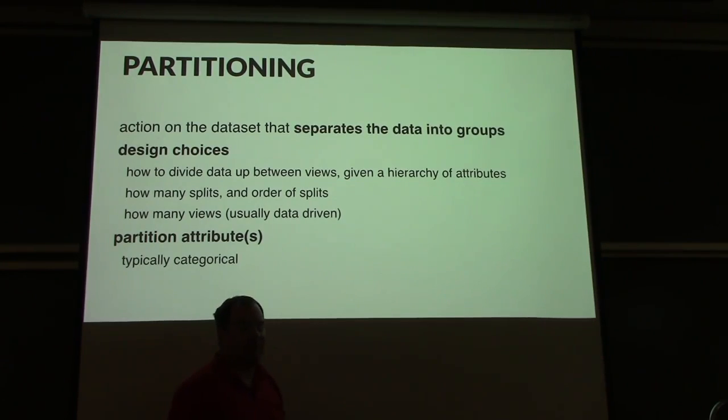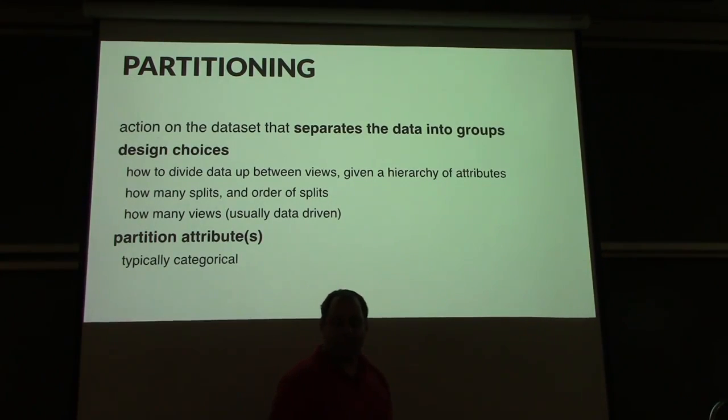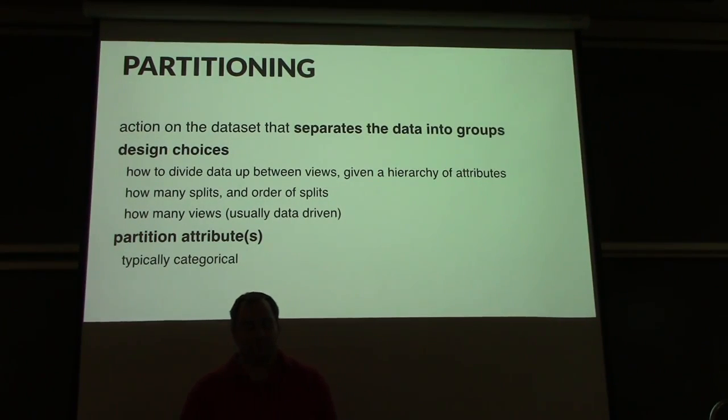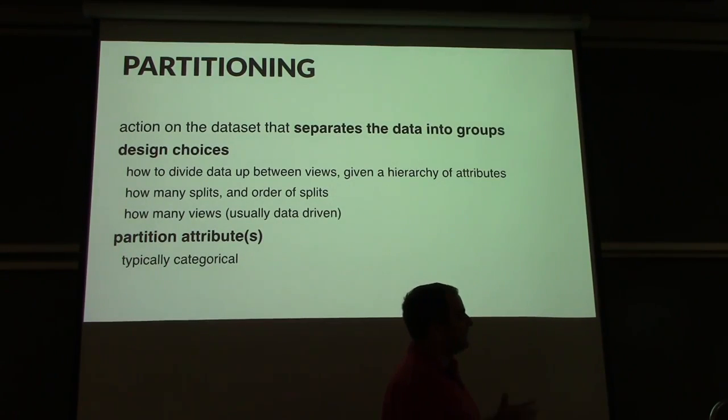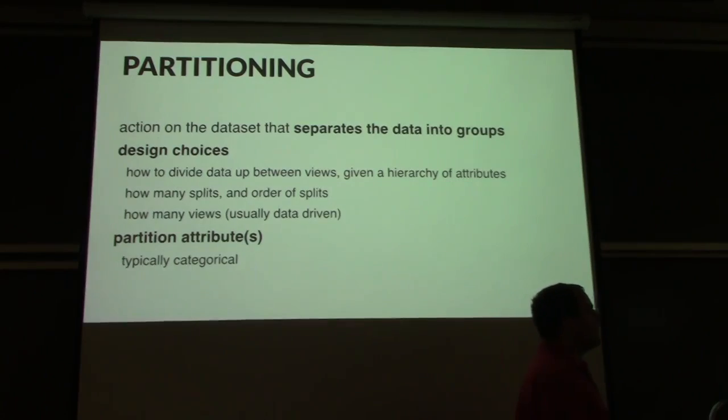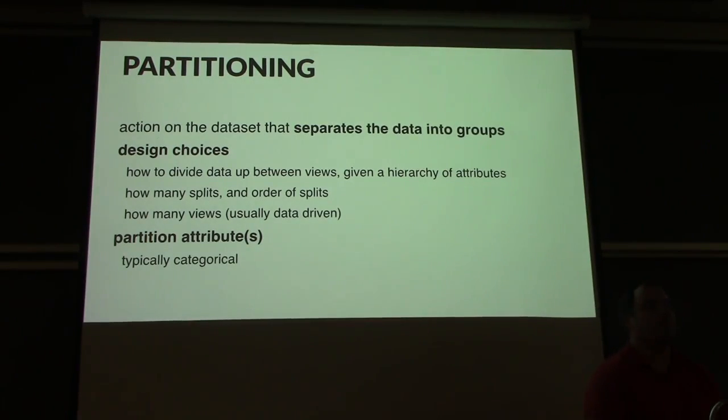For example, give them a hierarchy of attributes. How many splits do you make? What is the order of the splits? How many views do you have? And this is usually data-driven. And what you typically use is categorical attributes.